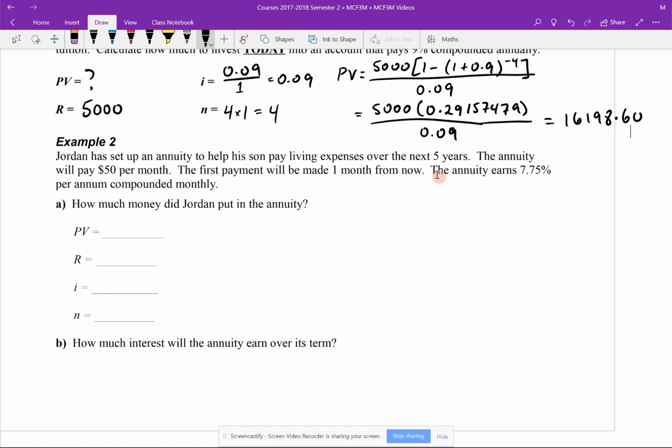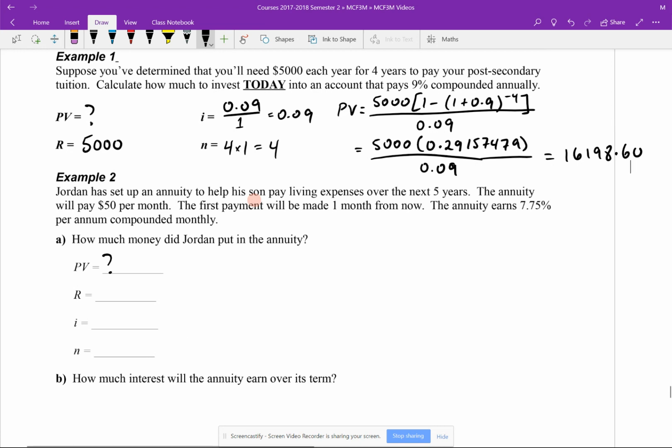Jordan sets up an annuity to help his son pay living expenses over the next 5 years. The annuity will pay $50 per month. The first payment will be made 1 month from now. The annuity earns 7.75% per year compounded monthly. So how much money did Jordan put in the annuity? So present value, again, is what we're looking for.